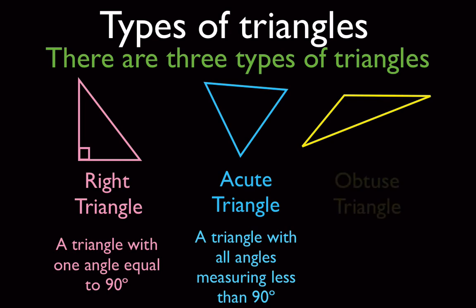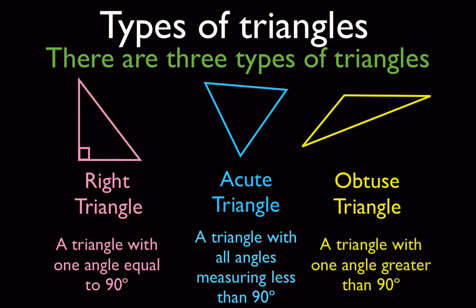And the third kind is an obtuse triangle. And of course, you can't have more than one that's bigger than 90, or again, we'd be over 180. So the definition is it has one angle greater than 90 degrees.